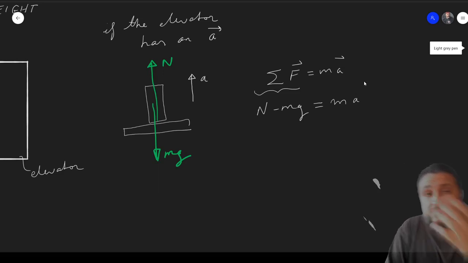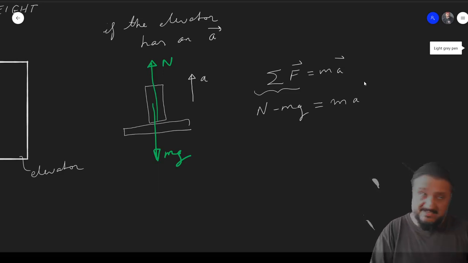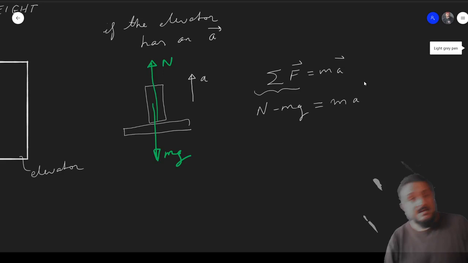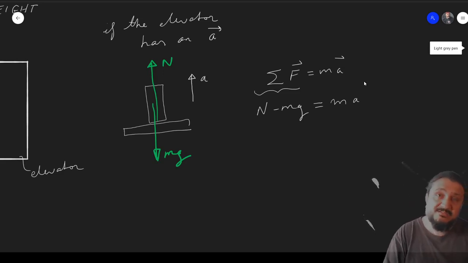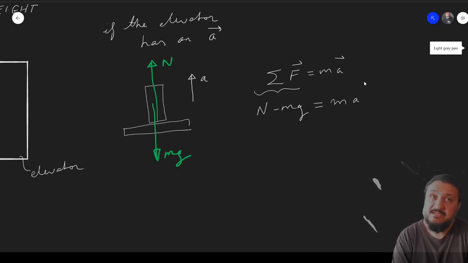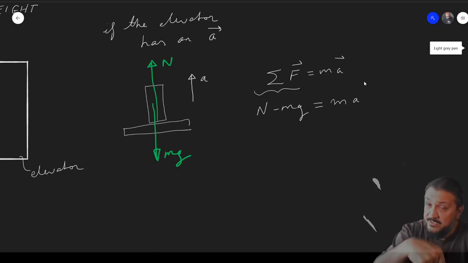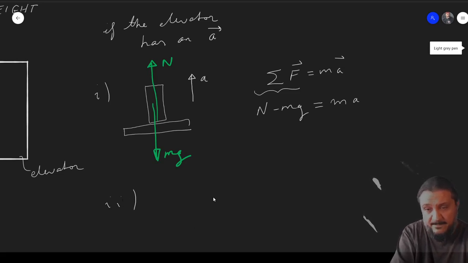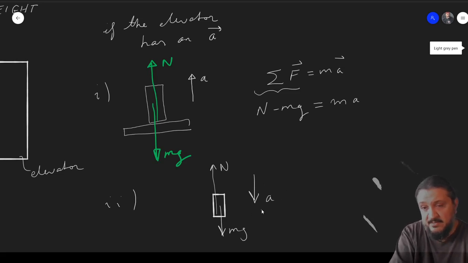Now, the elevator could be moving up or down, or accelerating upward or downward. Or it could be moving upward, but slowing down. Okay? If it's moving up but slowing down, it means the acceleration vector is actually pointing downward, okay? So this is one possibility. Another possibility: N and mg are still like this, but A is pointing down. This is slowing down.